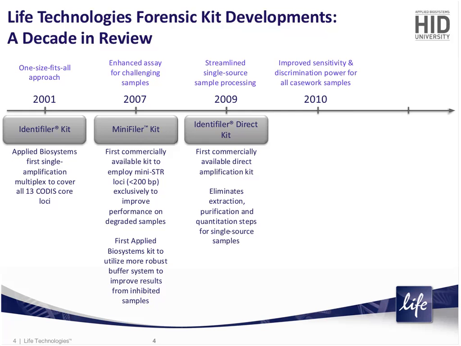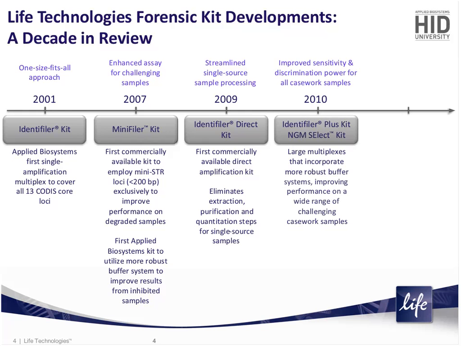By 2010, we needed chemistries to partner with the direct amplification systems for single-source amplification, and we moved on to looking at how we could better improve the robustness and the sensitivity and the overall performance of chemistries for casework. To accompany the Identifiler Direct Kit, we developed the Identifiler Plus Kit, a high-performance version of the same marker set with much greater capability to perform on inhibited samples, and then to encompass the loci required for the European standard set of loci, we developed the NGM Select kit, again a large-scale multiplex with that performance for casework samples.